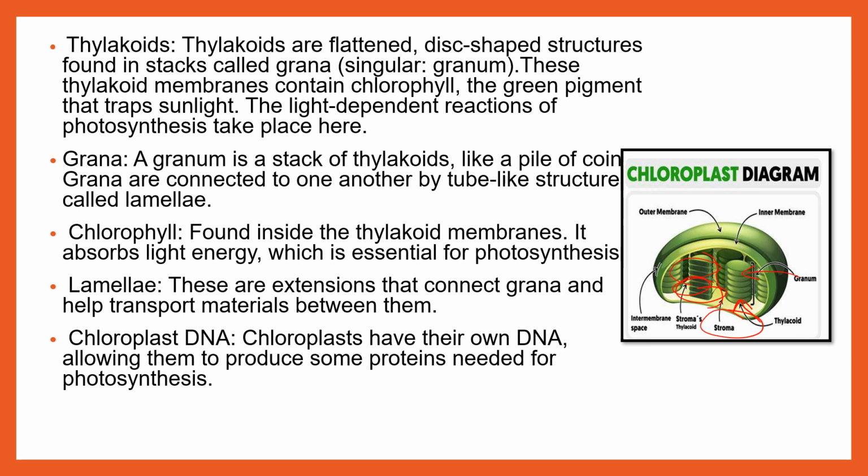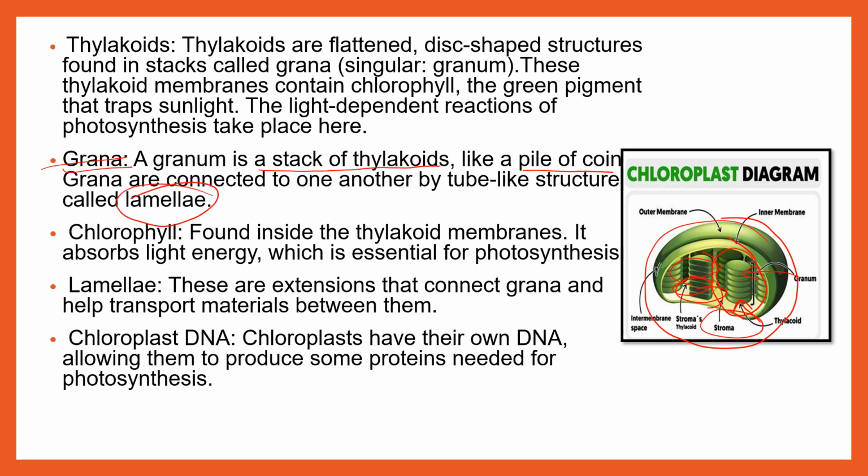Singular is granum. And these thylakoid membranes contain chlorophyll, a green pigment that traps the sunlight, and the light dependent reactions of photosynthesis happen in this chloroplast of the cell. There is a dark phase of photosynthesis also, but the light phase happens here. Now, what is the grana? We have told it is a stack of thylakoids like a pile of coins. You can see here they look like a pile of coins kept together. This pile of coins is the grana, which are connected to each other by tube-like structures called lamellae.